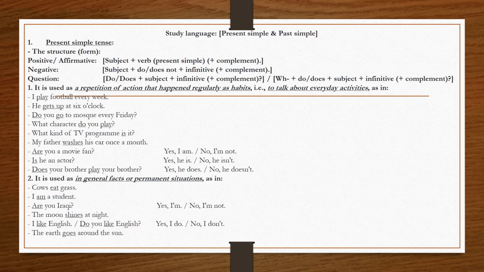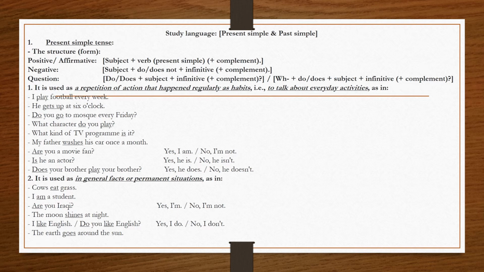في positive: subject plus verb. دائما قلنا إن الفاعل ثم الفعل وليس كما في اللغة العربية الفعل ثم الفاعل. Subject plus verb, verb present simple, plus complement. Negative كما هي. والكويشن عندنا نوعين: بالدو داز فعل مساعد، وويتش دبليو اتش كويشن.